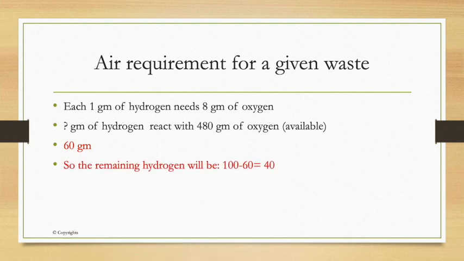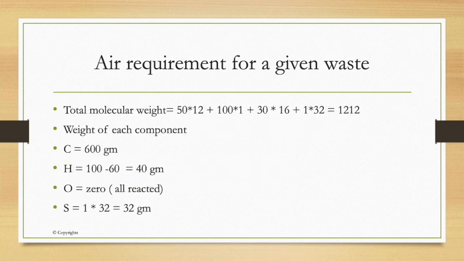Now you need to provide the waste with additional oxygen to perform combustion on the remaining hydrogen, carbon, and sulfur. So first you need to calculate the remaining hydrogen, which is 100, the original amount of hydrogen, minus 60, the amount of hydrogen reacted with the available oxygen. So you get that the remaining hydrogen is 40 grams.